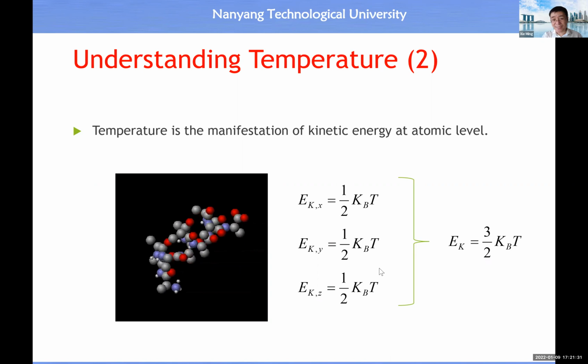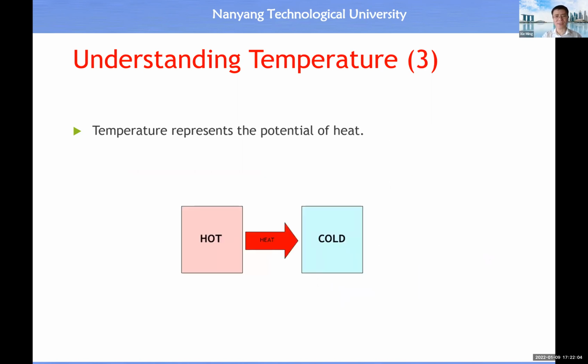Then you will see in a three-dimensional space like X, Y, Z, in each direction there is a kinetic energy. That means the kinetic energy component in the X direction, in the Y direction, in the Z direction, okay? And each kinetic energy component is a function of temperature. We add them together, and then you will see kinetic energy is basically proportional to temperature. Therefore, temperature is basically an indicator of kinetic energy at the atomic level, all right? So it's quite easy to understand.